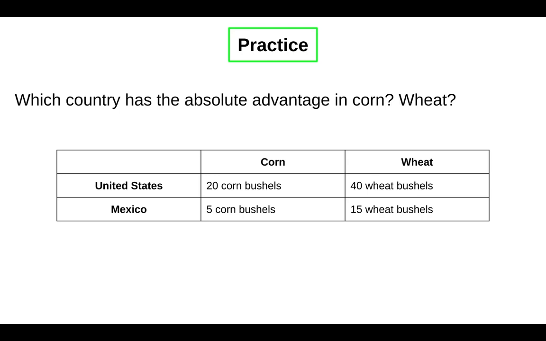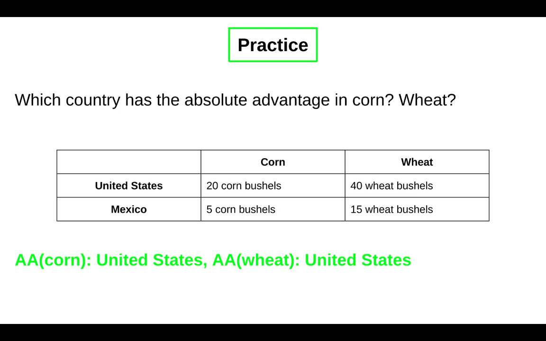So, the correct answer here is going to be the United States for both goods. Why is that the case? Because in an output problem, you're looking for the bigger number. With the same amount of resources, the United States can make 20 corn bushels, Mexico can only make 5, and the United States can also make 40 wheat bushels, whereas Mexico can only make 15. So the United States can make more of each good than Mexico, so they have the absolute advantage in both goods. And so what you see here is that, yes, it is possible to have the absolute advantage in both goods.